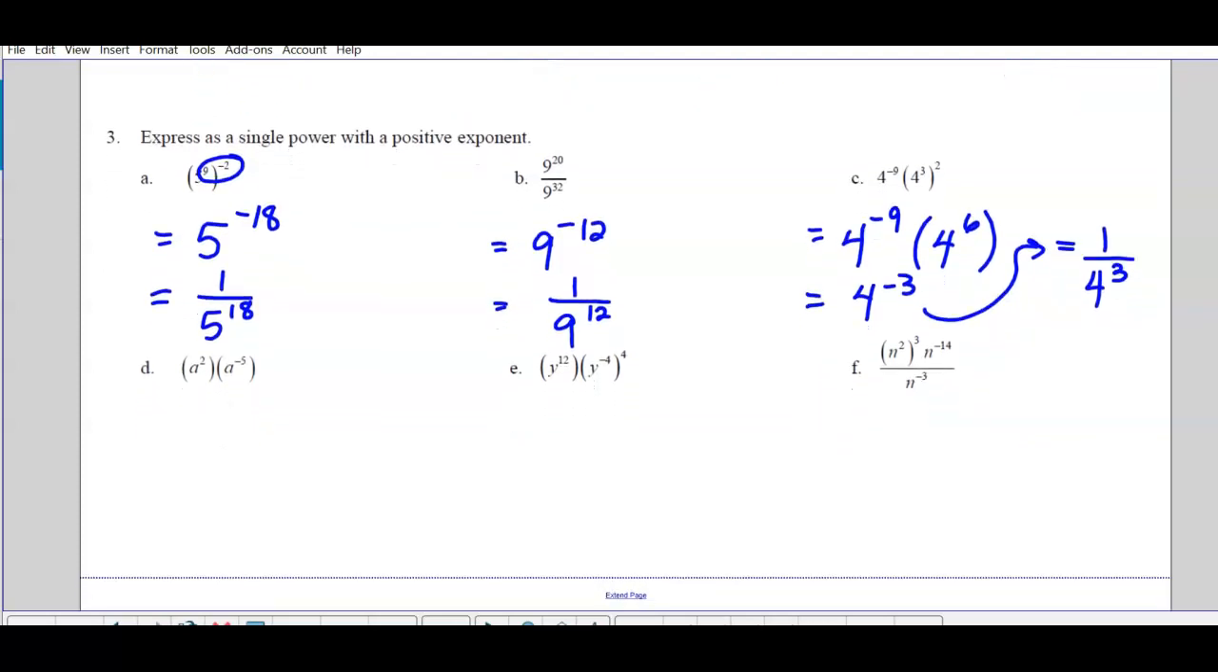Those all had numbers as their base. Now we'll have variables. So, same, we're multiplying here. So the base is A. 2 plus negative 5 is negative 3. Well, we got 4 to the negative 3 on the last one. Now all that's different is the A. So A is going to be in the denominator, to the positive 3.